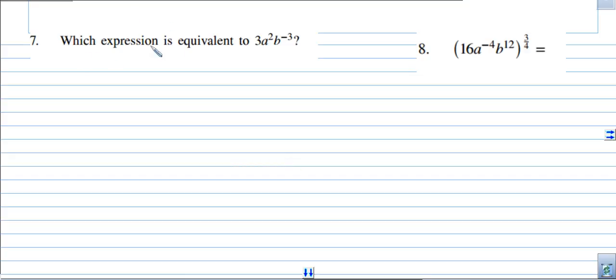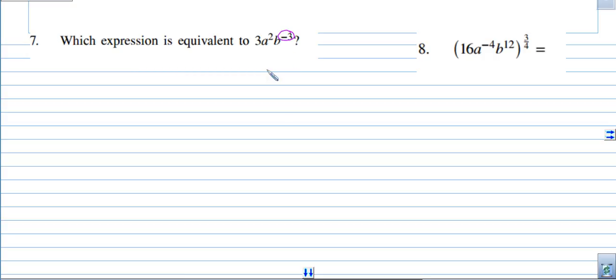It says, which expression is equivalent to this? Okay? And what's the one thing that stands out here that we don't like? It's the negative exponent. We can't have negative exponents when we're writing an answer. So how do we get rid of that? Well, it's a simple thing. Whenever you have a negative exponent, no matter where it's located, you're going to move it to the opposite side of the fraction bar.